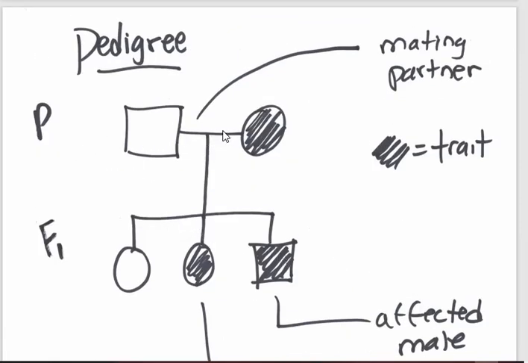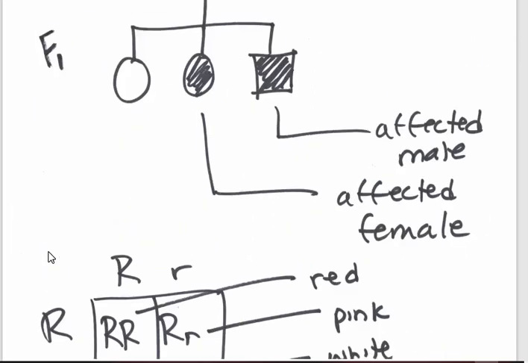The parental generation is called this. The first offspring are called this, which means filial, first filial.